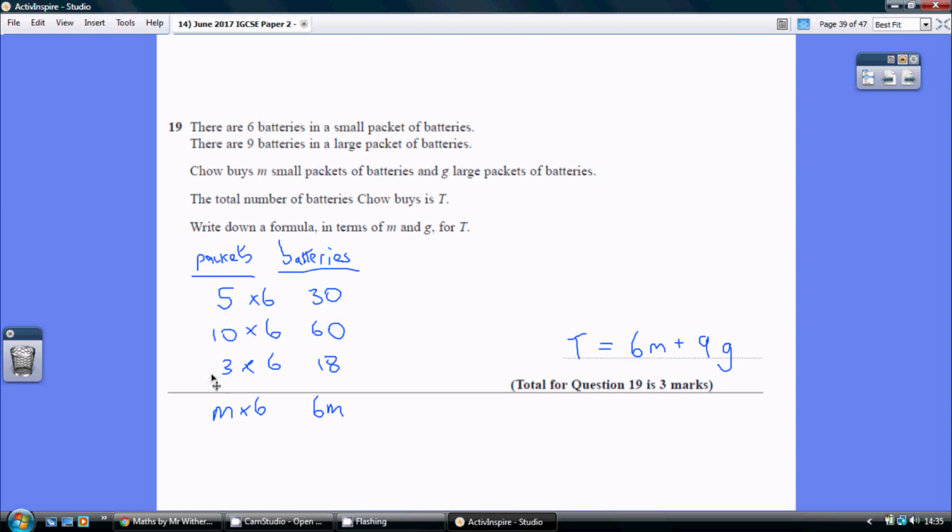3 packets, we do 3 times 6 equals 18. So whatever the number of packets, we just multiply by 6 to get the number of batteries. So if we've got M packets, it's M times 6 batteries, which is 6M. So there's your 6M, and obviously the same for the G's.